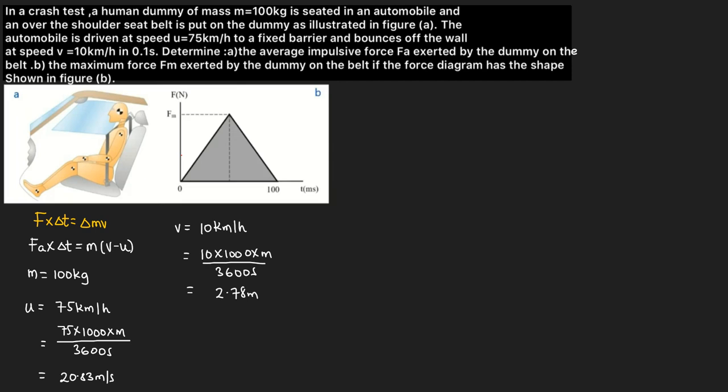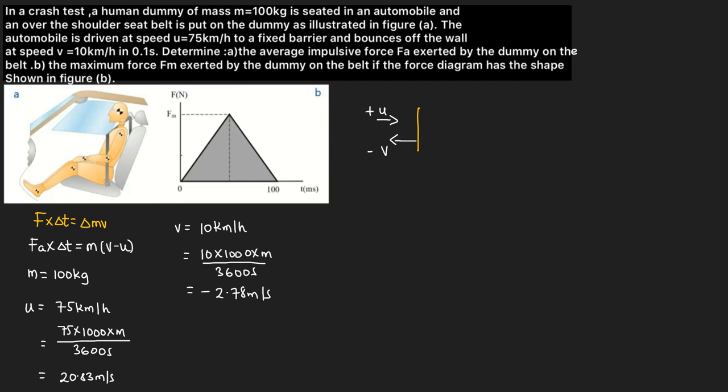This will give us the final velocity to be equal to 2.78 meters per second, but you have to negate it because the question says the car bounced off the wall with a velocity of 10 kilometers per hour, which means that at the end the car began to move in an opposite direction. Let's say this is the wall, and initially the car was moving with velocity u, and then it hit the wall and bounced back with a final velocity v. You see that the direction of the car will change, so we are going to negate the final velocity because it will be moving in a direction opposite to the initial direction. That's the reason why I negated the final velocity.